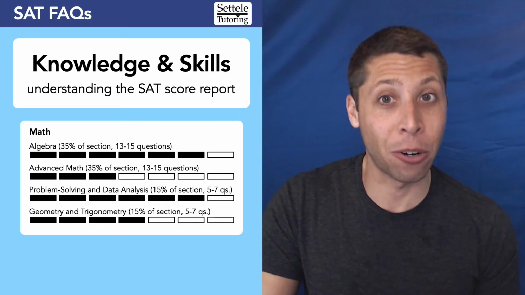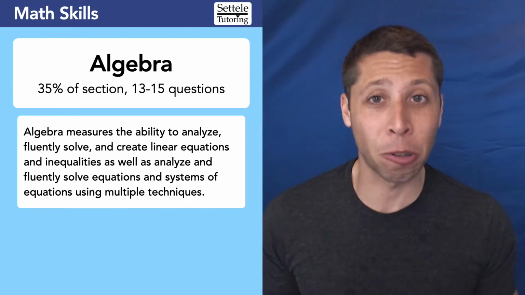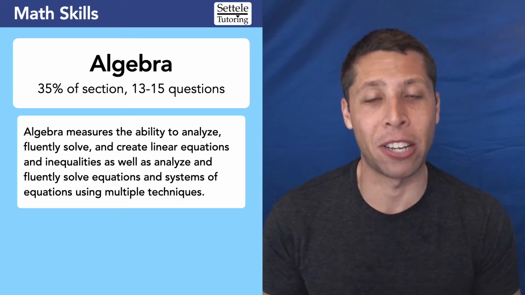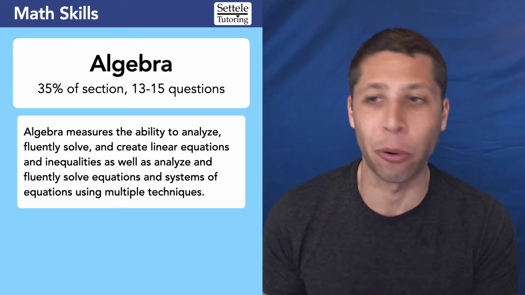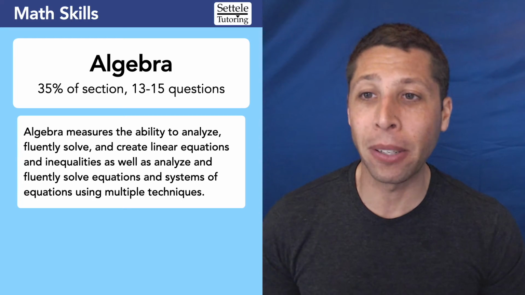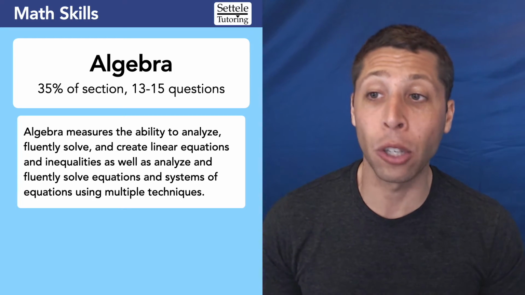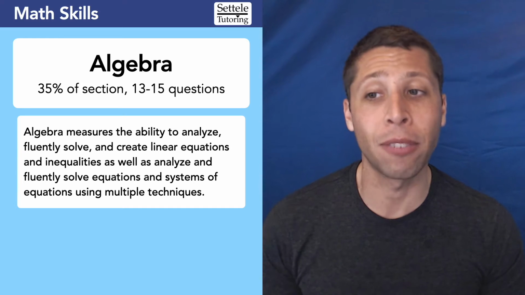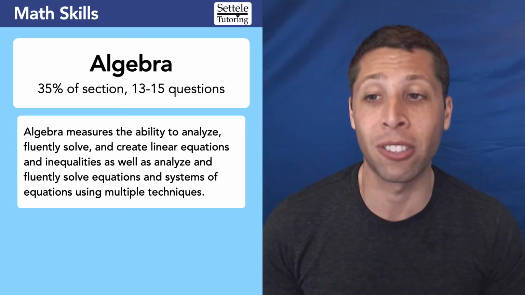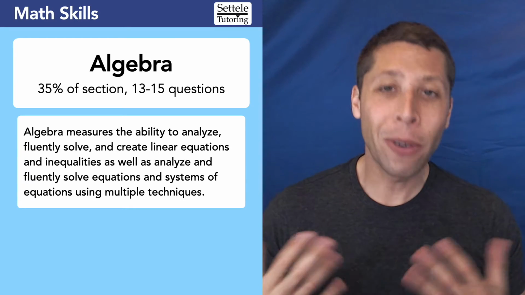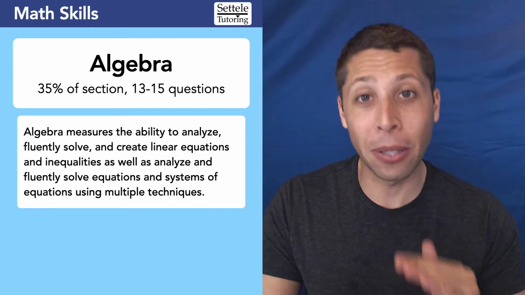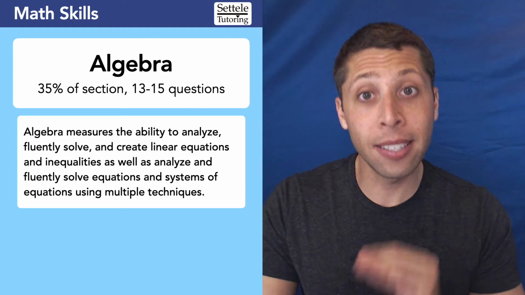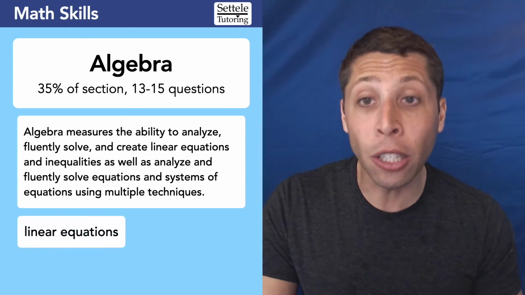Let's start with the first category here, algebra. Well, you probably know what algebra is, but the SAT has a very specific definition. This is from the College Board website describing what the algebra category consists of. Algebra measures the ability to analyze, fluently solve, and create linear equations and inequalities, as well as analyze and fluently solve equations and systems of equations using multiple techniques. Okay, so that's a little too jargon heavy for most of us to understand, but let me put this in simple terms. Basically, the SAT's algebra category consists of linear equations.